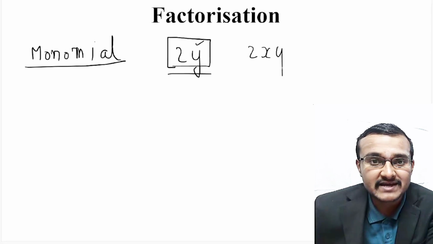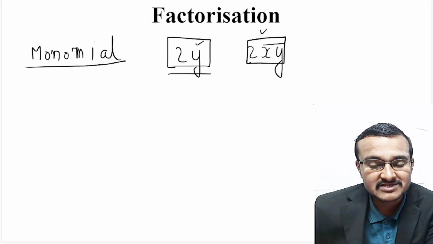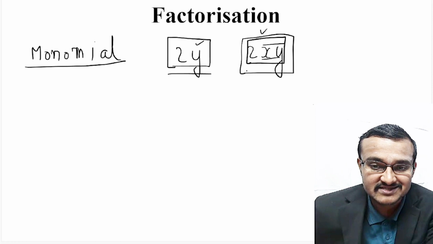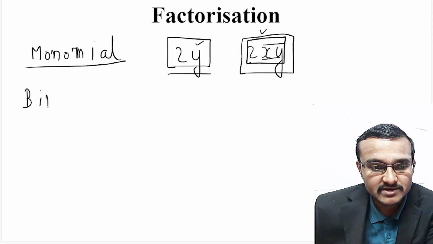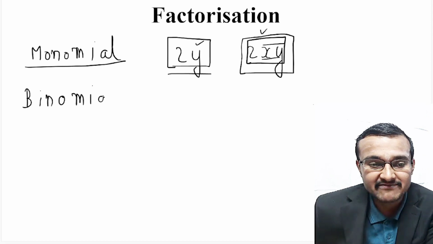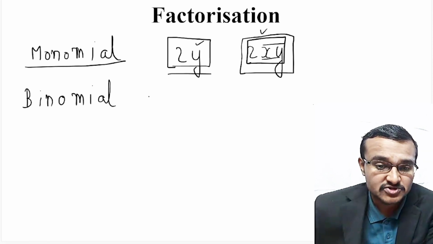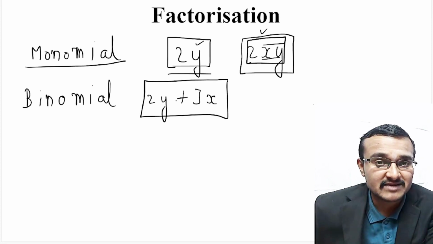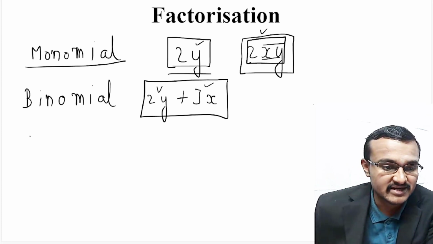Even 2xy will also be a monomial, because here also this is a single term and it is an algebraic expression. Here two variables are there, but they are multiplied with each other. So that's why this particular term is considered as a single term and this is a monomial. If you come to binomial, even in binomial you will be having algebraic expressions, but there will be two terms in a particular equation. So for example, 2y plus 3x is there. This particular example can be given for binomial. That means here you can see two terms are there in this particular algebraic expression.